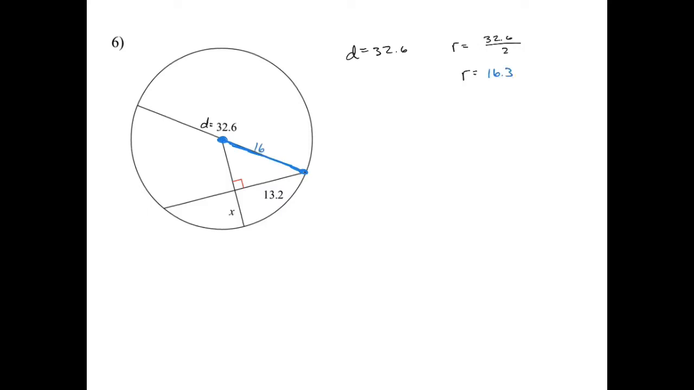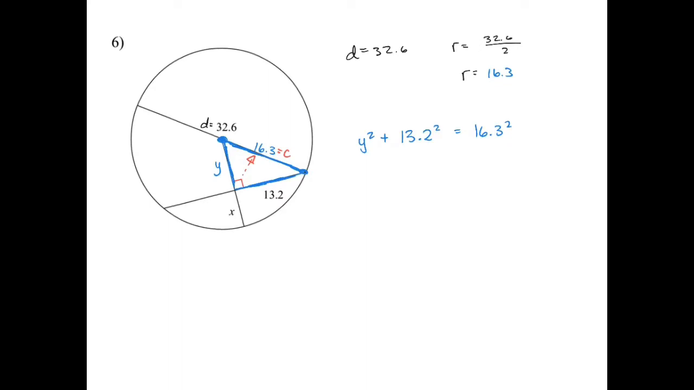All right, so I got 16.3. I have this side down here, and I don't know this side of the triangle. I'm just going to call it y for right now. So I'm going to use the Pythagorean theorem to solve that. I know that the side across from the right angle has to be my hypotenuse, c. So I can do a squared plus b squared equals c squared.